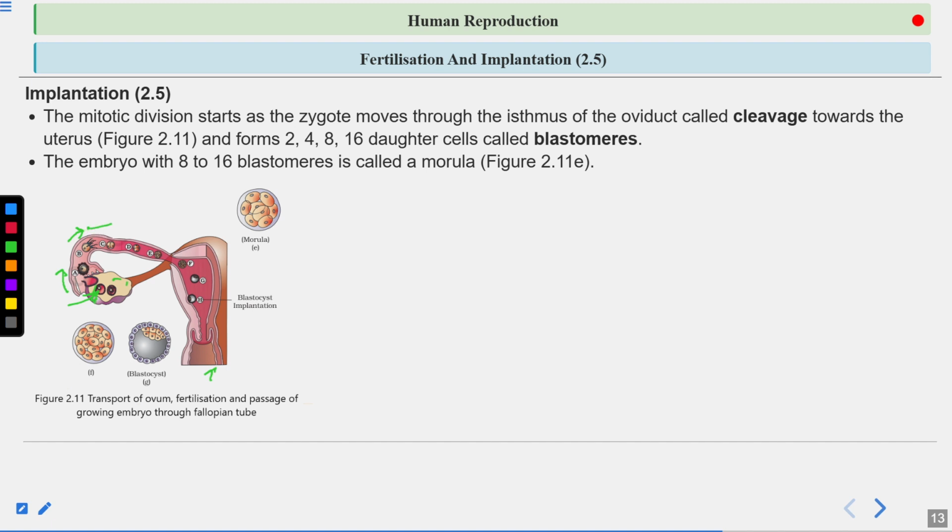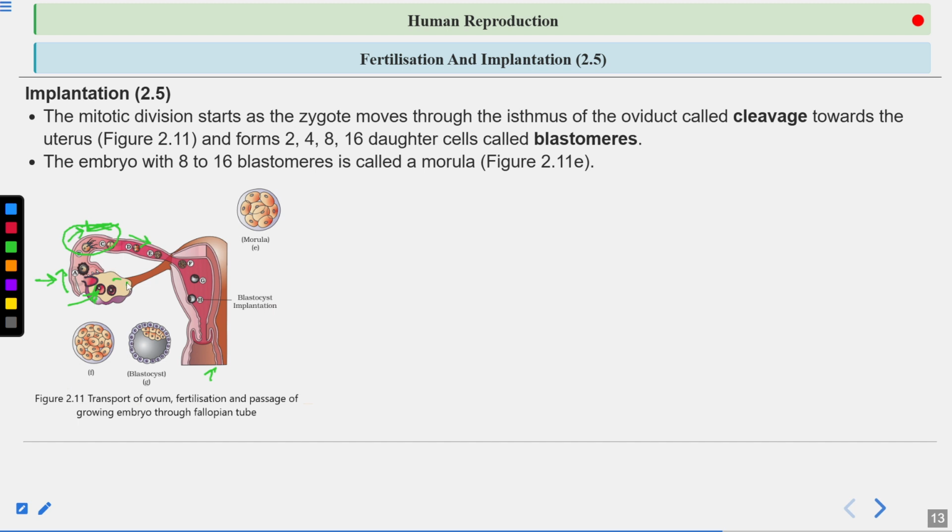So in the ampullary region of the fallopian tube, what happens? There is a fusion of the male and the female gametes, meaning fertilization occurs in the ampullary region. The ampullary region is the site of fertilization. The ampullary region is a wider part. The infundibulum is a funnel-shaped part. The isthmus consists of a narrow lumen.